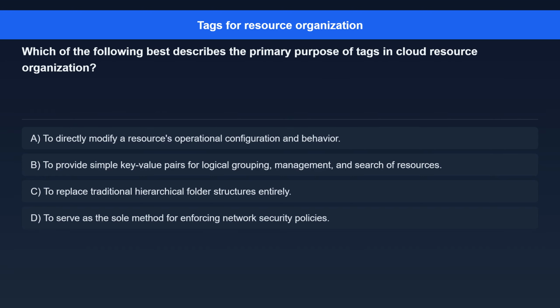Question 7. Which of the following best describes the primary purpose of tags in cloud resource organization? Option A, to directly modify a resource's operational configuration and behavior. Option B, to provide simple key-value pairs for logical grouping, management, and search of resources. Option C, to replace traditional hierarchical folder structures entirely. Option D, to serve as the sole method for enforcing network security policies.